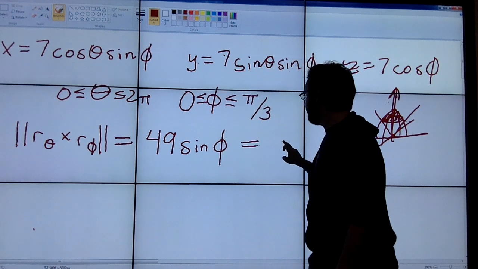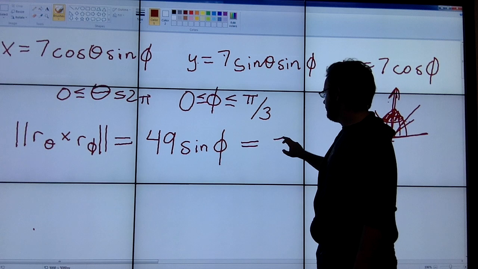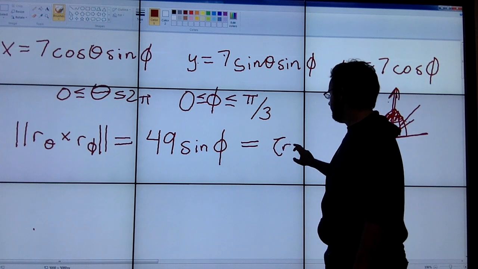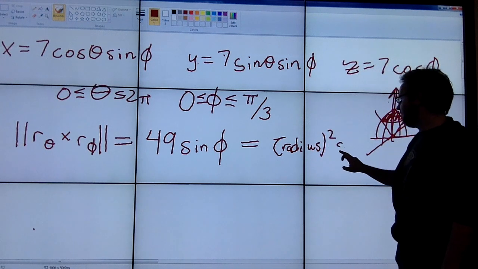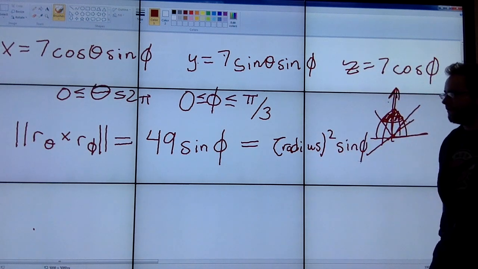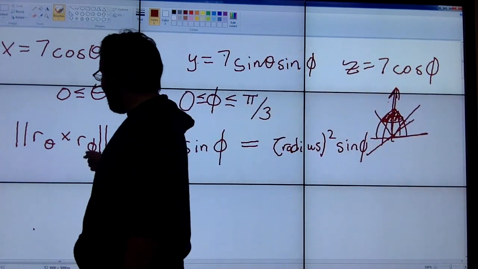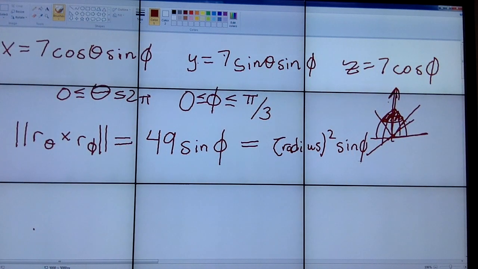And in general, it will equal whatever the radius squared times sine phi. So you can take this to the bank and memorize it. The magnitude of your normal vector to the surface of a sphere, given that it's parameterized in terms of theta and phi, is equal to the radius of the sphere squared times sine phi. Okay, so we're just going to use that for free. All right, next, this is going to give us a way to convert from dS to phi and theta. Step 3 is all your integral.